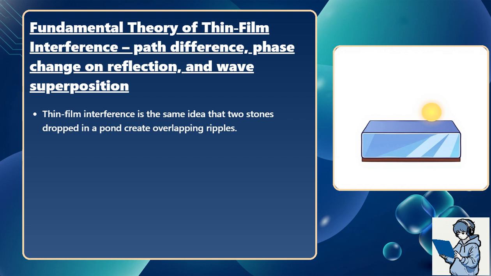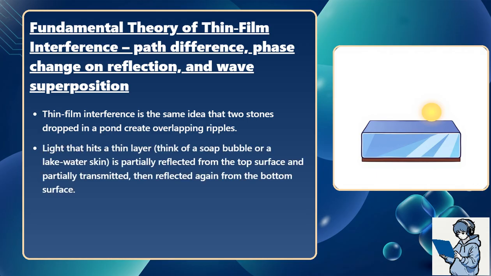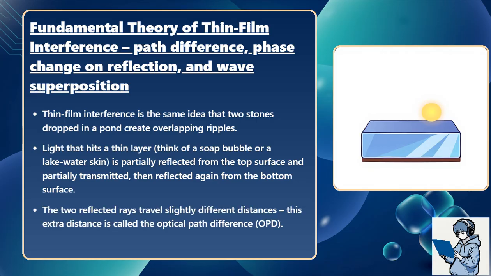Thin film interference is the same idea that two stones dropped in a pond create overlapping ripples. Light that hits a thin layer, think of a soap bubble or a lake water skin, is partially reflected from the top surface and partially transmitted, then reflected again from the bottom surface. The two reflected rays travel slightly different distances.